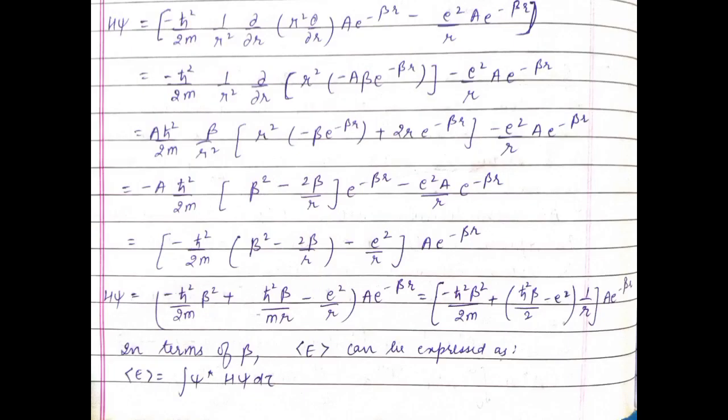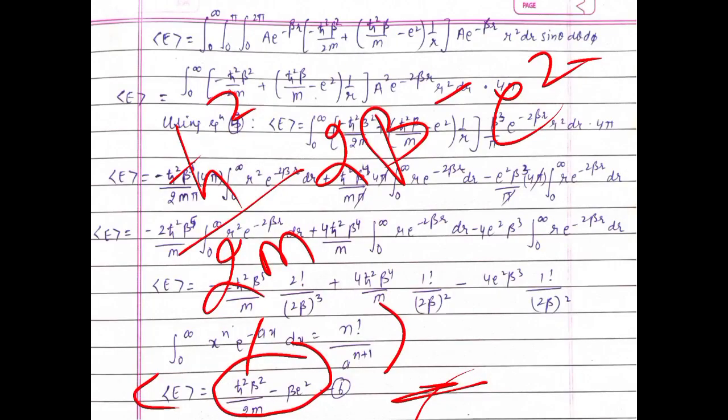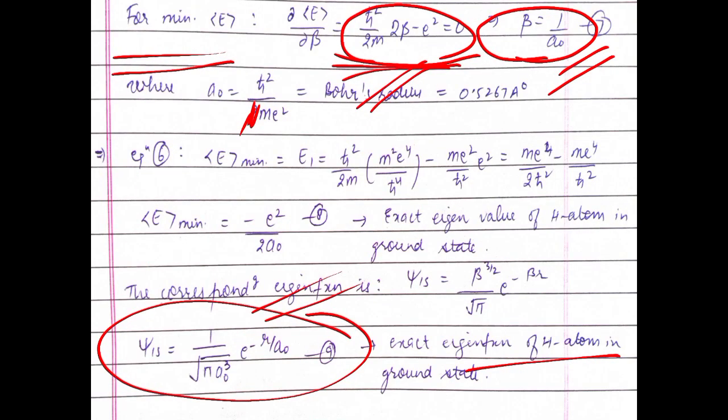Now this will be the last application of the variational method, which was the ground state of the hydrogen atom. That is, we have found the ground state of the hydrogen atom by using the variational method. I hope you've understood the topic.